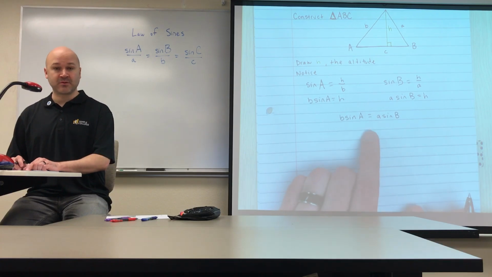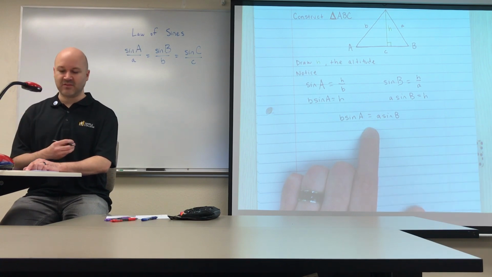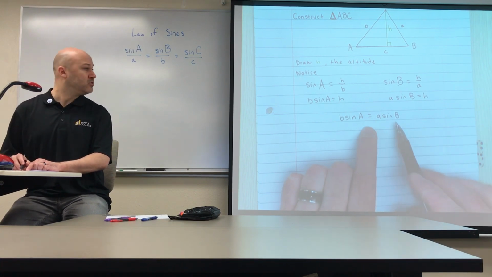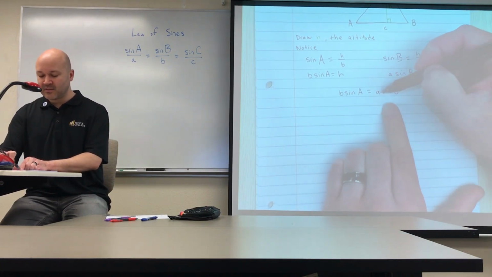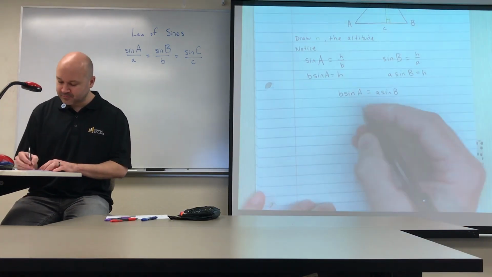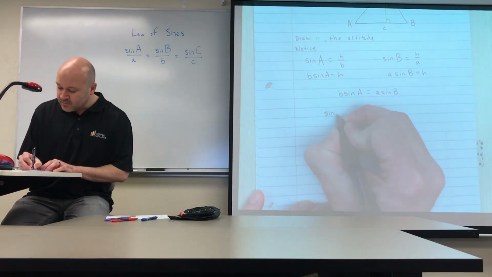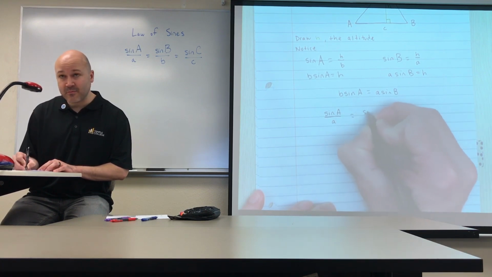Now this relationship is called the law of sines, but typically you'll see it written with the same letter on the same side of the equation. So I'm just going to pretty this up. I'll divide both sides by little a and divide both sides by little b. So we have sine of A over a equals sine of B over b.